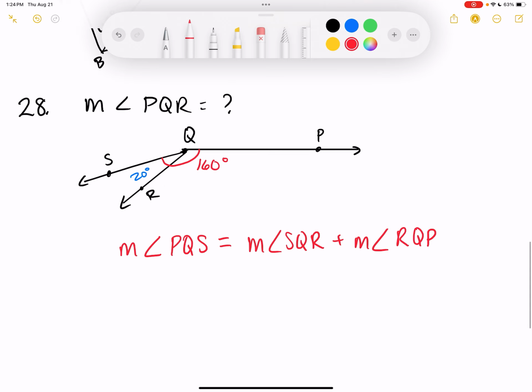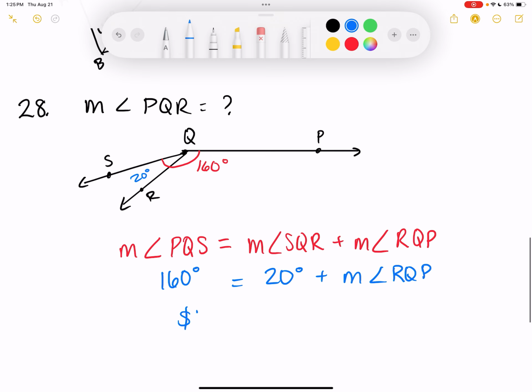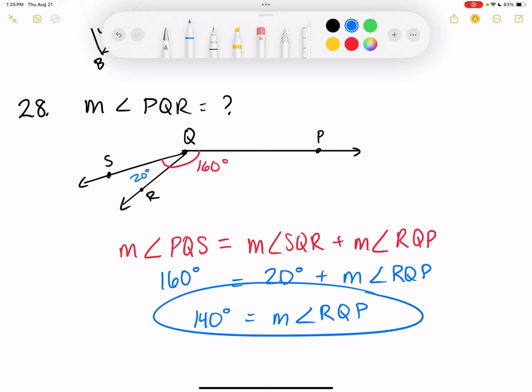Okay, now I know SQR is 20. So now I can plug this in. I also know that PQS is 160. So I'm just going to solve this like an algebra equation now. I'm going to subtract the 20. 140 degrees is equal to the measure of angle RQP. And that's my answer for that one.